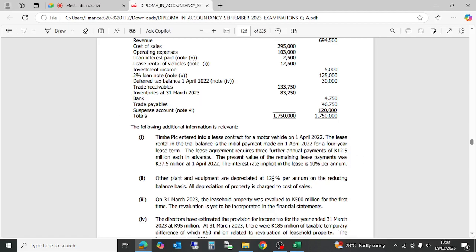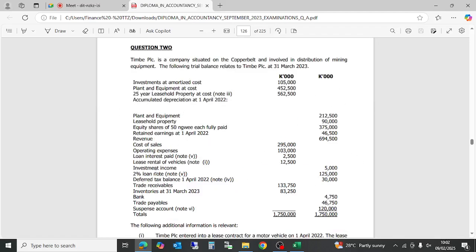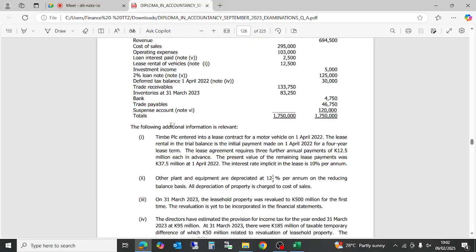Okay, so if we look at the trial balance, you will notice that we have a lease rental of vehicles, 12,500. And then in the additional information, they're saying Timber PLC entered into a lease contract for a motor vehicle on 1 April 2022. The lease rental in the trial balance is the initial payment made on 1 April 2022 for a 4-year lease. The lease agreement requires 3 further annual payments of 12,500, or 12.5 million, each in advance.